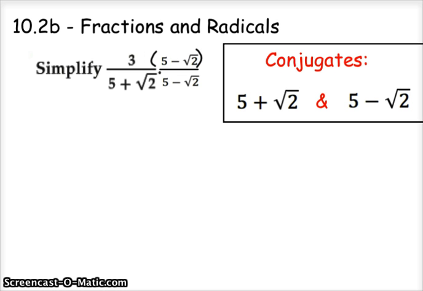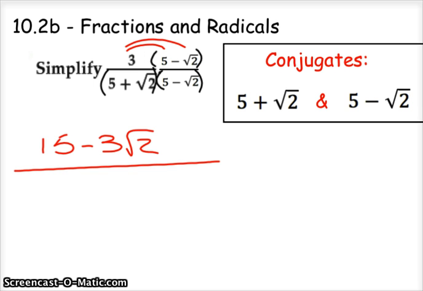The first thing is, put my parentheses in there so we know we're multiplying. The top, my numerator, I'm going to be distributing this 3 to the 5 and the negative root 2. So I'm going to have 15 minus 3 root 2. That's my numerator. Denominator gets a little trickier. I have two binomials I'm multiplying together. If you remember back from chapter 9, we're going to have to FOIL these or multiply them together.